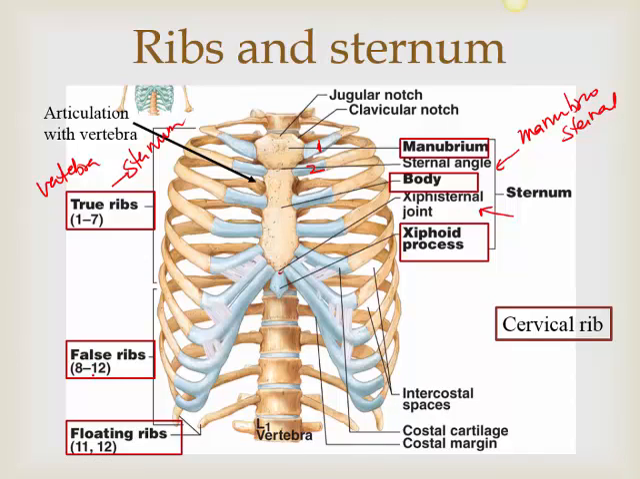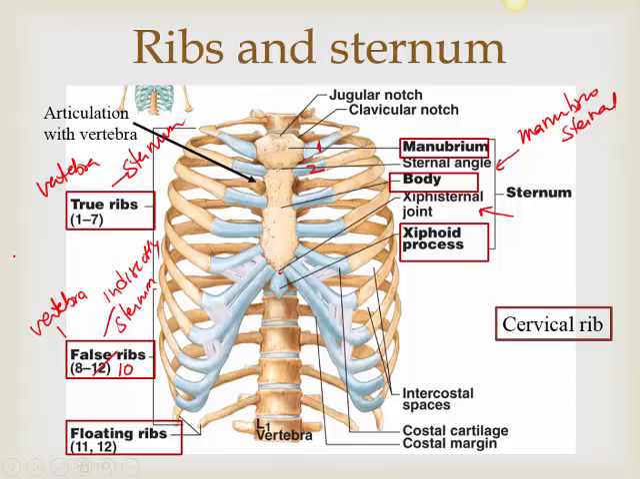The false ribs, truly speaking, are 8 to 10, not 8 to 12. These articulate with the vertebra posteriorly, but anteriorly they articulate indirectly with the sternum. The costal cartilage of the 10th articulates with the costal cartilage of the 9th. The 9th articulates with the 8th, and the 8th articulates with the costal cartilage of the 7th. Therefore indirectly they go to the sternum.